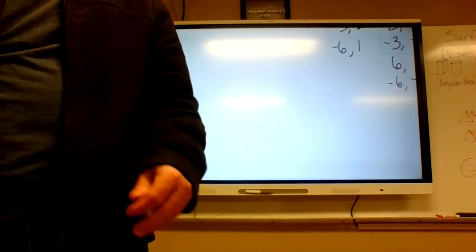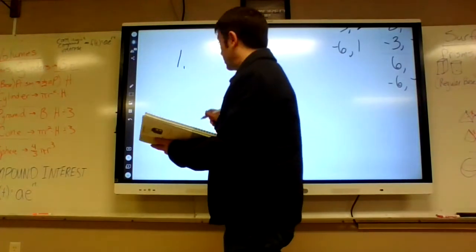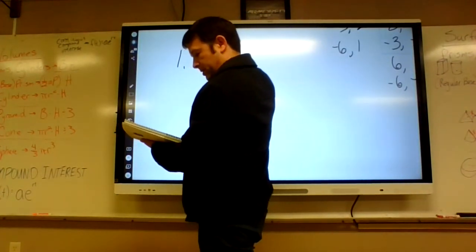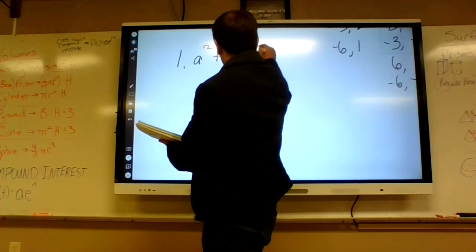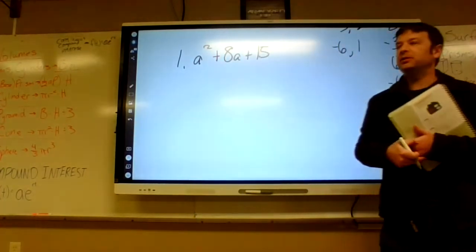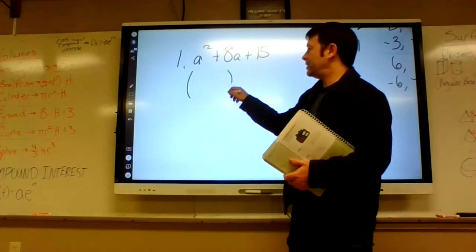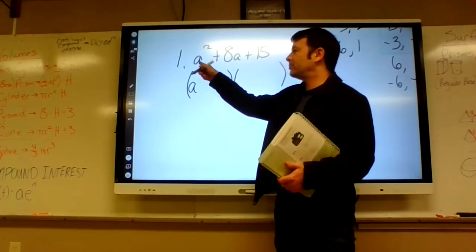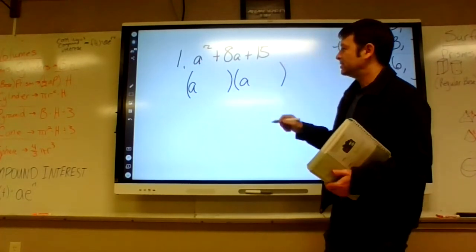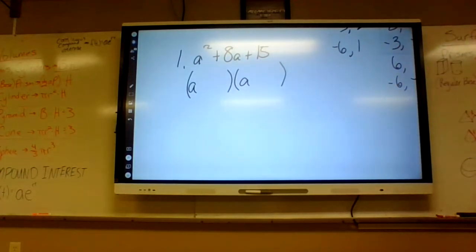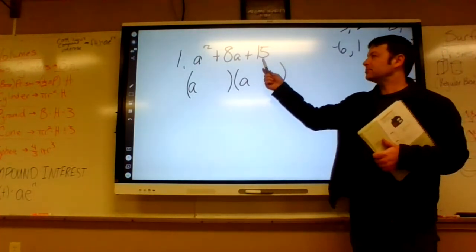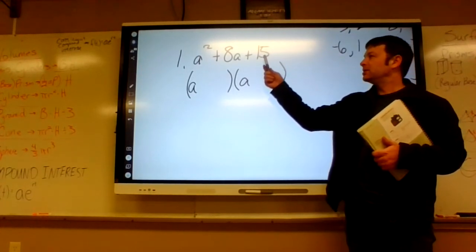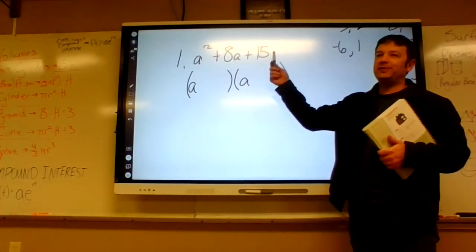Number 1, a squared plus 8a plus 15. On today's, there's not going to be much mystery for the front. It's just what goes into a squared, a times a. So we don't have to think about that too much. Later on, it's going to get more complicated, but not today. Do you remember the question I asked for the back part? What goes into 15 that can add up to 8? What multiplies into 15?